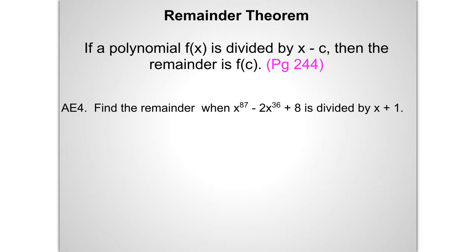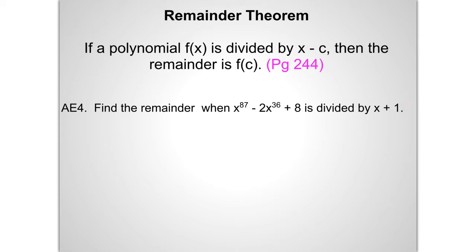Applying it to this example, if we wanted to find the remainder when x to the 87th minus 2x to the 36 plus 8 was divided by x plus 1, we do not, I repeat, we do not need to do long division or synthetic division, because if we did, we would have to insert a number of terms between these two, because notice the degree, we'd have to make up for the 86th degree and the 85th degree term and the 84th and so on, all the way down to the 37th. And then we'd have to do the same between the second and third term.